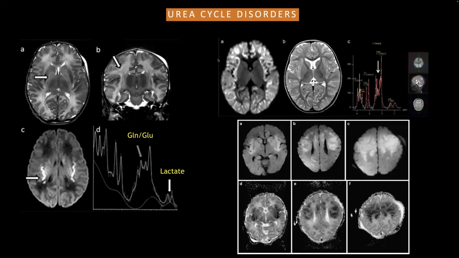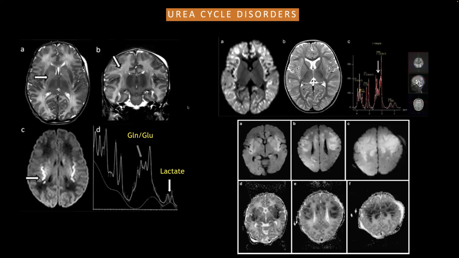I think urea cycle disorders was raised. Is that right, Krishnapriya, as a possibility? Yes, sir. Because the pattern was symmetric, but we did a basic metabolic profile for this child. All of that, ammonia, lactate, everything came back normal.